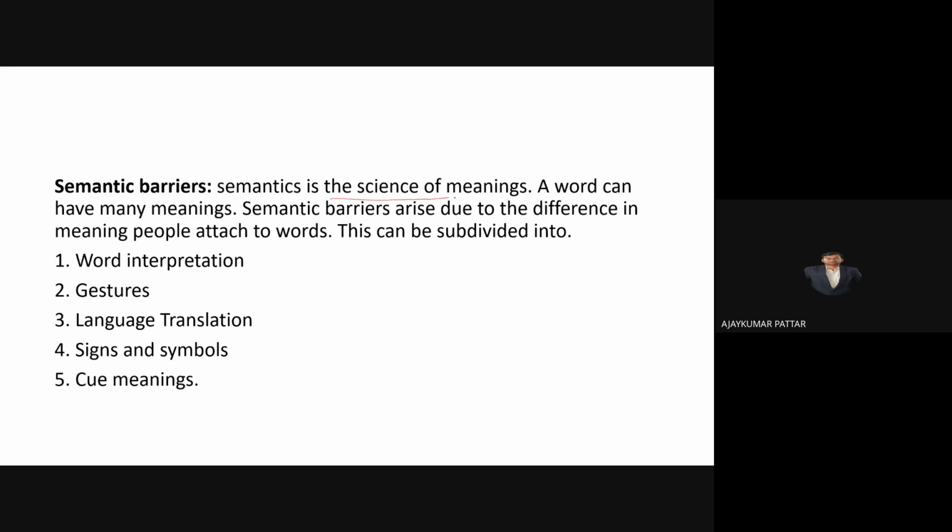Semantics is the science of meaning. A word can have many meanings. Semantic barriers arise due to the difference in the meaning people attach to a word. This can be subdivided. For example, if I write like this, what did you understand?